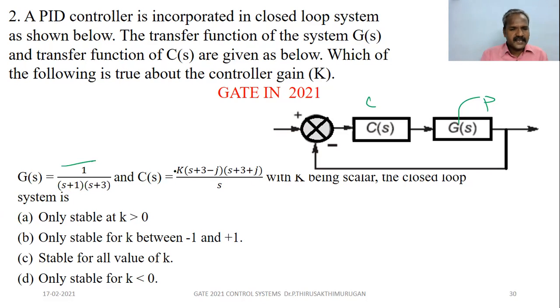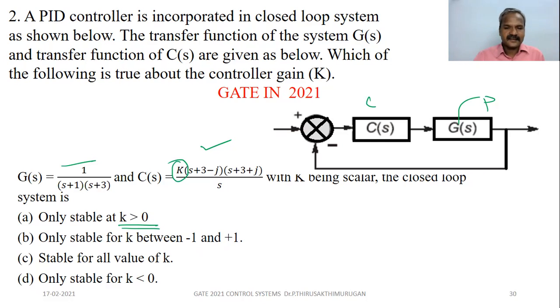The controller transfer function is k into s plus 3 minus j, s plus 3 plus j by s, k being a scalar. For this closed loop system, four choices are given. The system is only stable for k greater than 0. Only stable for k between minus 1 and plus 1. Stable for all values of k. Only stable for k less than 0. Understand? So what is the answer?